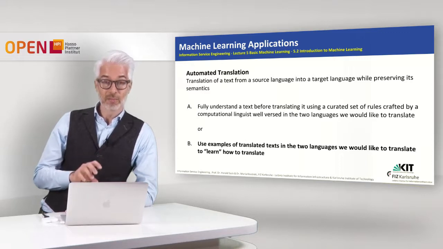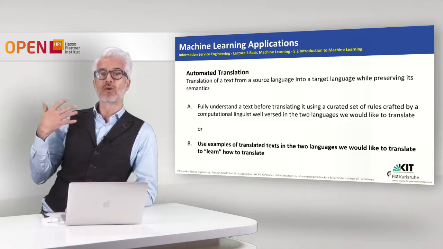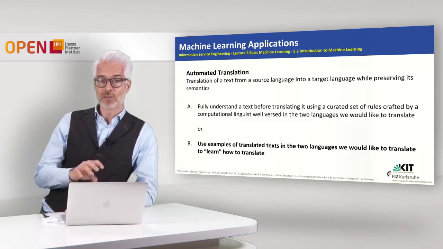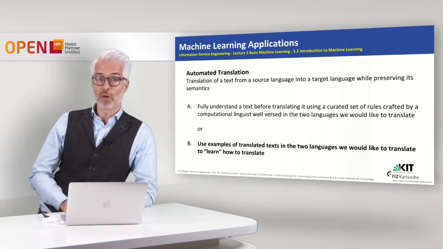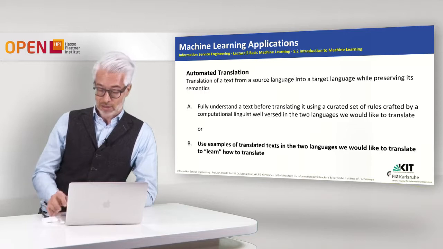So use examples of translated text in the two languages we would like to translate and learn how to translate simply from these examples. This would be the learning-based approach to automated translation, which is also used with rather high success today.